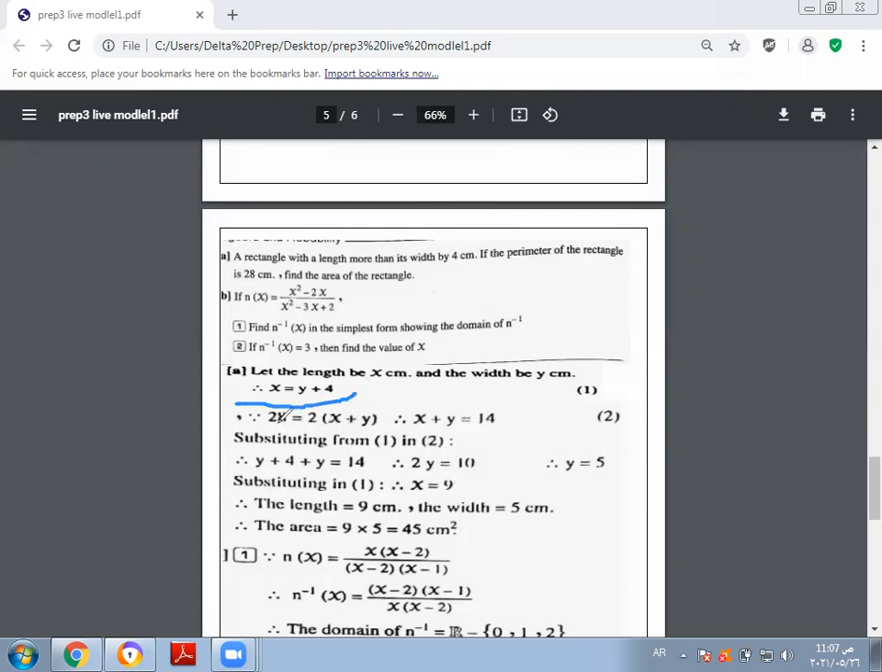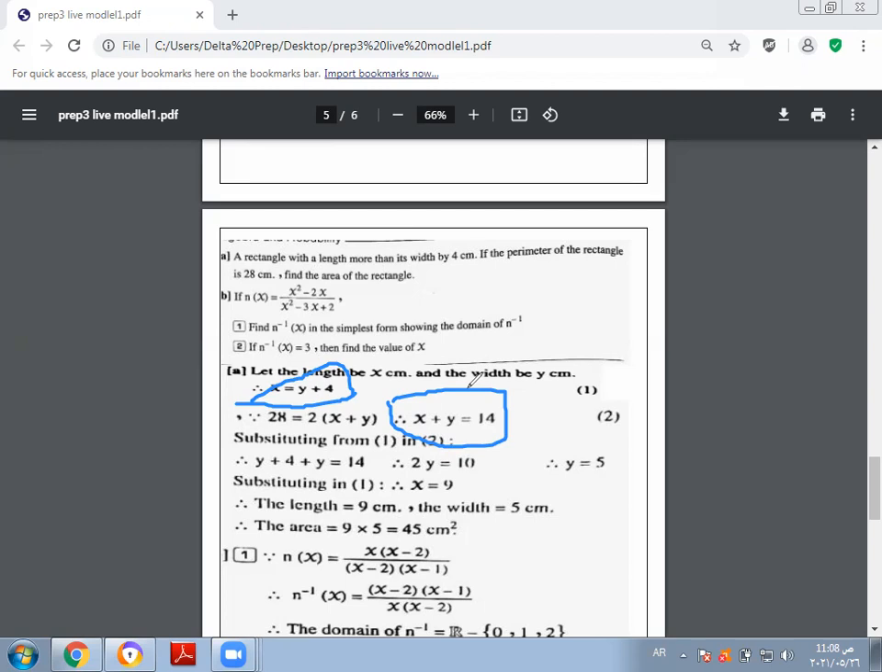Second equation, we say the perimeter is 28. But 28 equals 2 multiply x plus y. We can say x plus y equals 14. Here x equals y plus 4 and here x plus y equals 14. We solve the two equations by substitution. We replace x by y plus 4. So y plus 4 plus y equals 14. It will be 2y equals 10, then y equals 5.